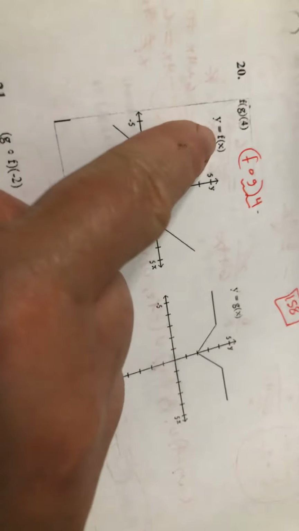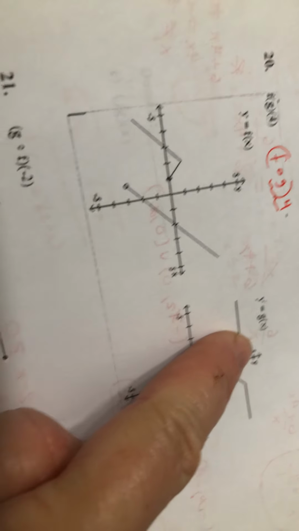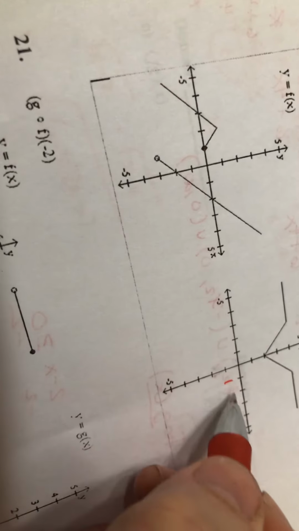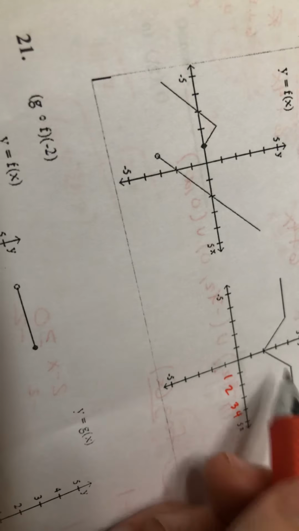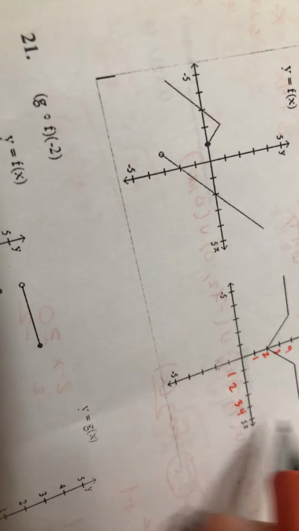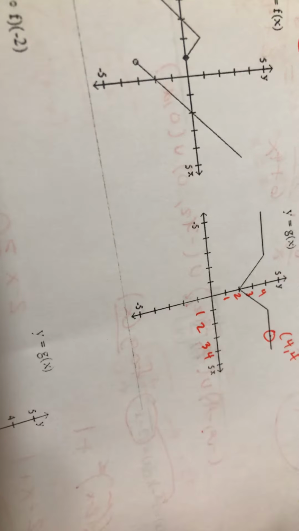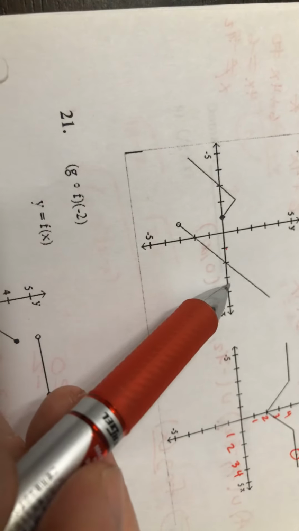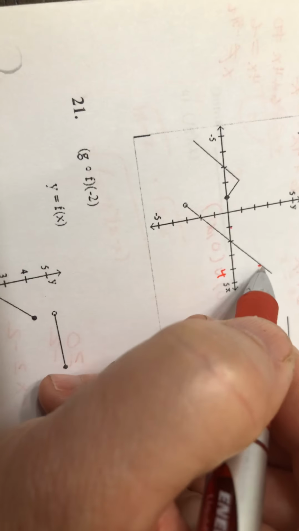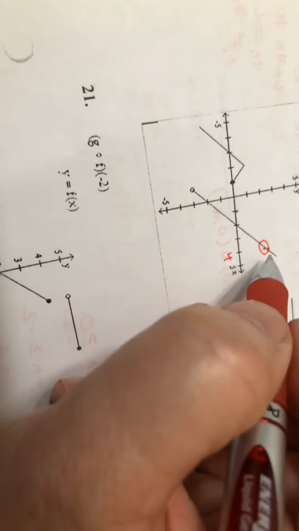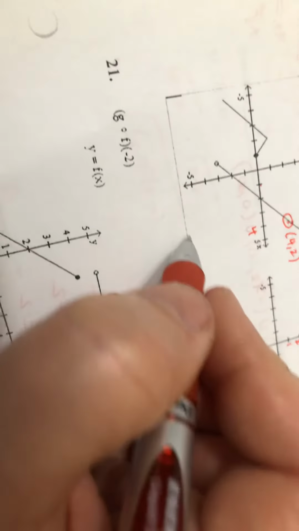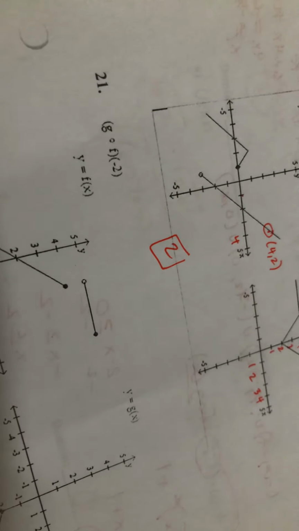So we need to find g of 4 first. So this graph is f of x, this graph is g of x. So g of 4, so this is 1, 2, 3, 4. So this is 1, 2, 3, 4. So that is the point 4, comma 4. So g of 4 is 4. So now we need to go find f of 4. 1, 2, 3, 4. So f of 4 is right there. So that's like the point 4, comma 2. So the final answer is 2.